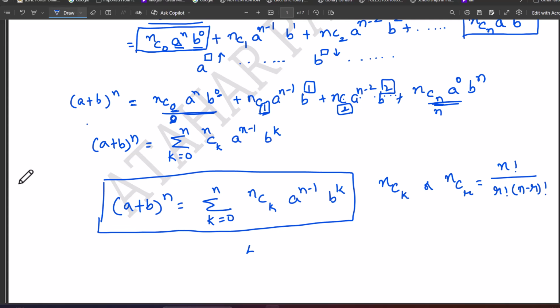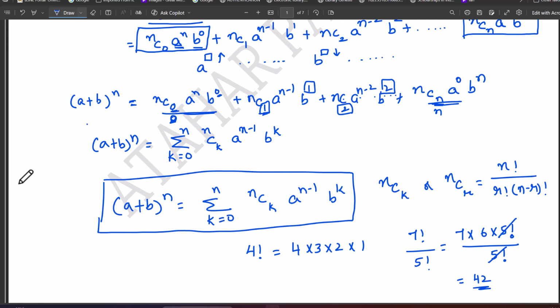So how do you use this factorial notation? See, for example, you have 4 factorial. How do you write it? You write it like this: 4 into 3 into 2 into 1. Right. Or if you have 7 factorial divided by 5 factorial, how do you write it? 7 into 6 into 5 into 4 into 3 into 2 into 1. But I will not go in order to simplify. I will just write 5 factorial here because I have 5 factorial in the denominator. I will just cancel it and I will get my answer as 42 here. Okay. So this is how you use the factorial notation to expand and simplify.